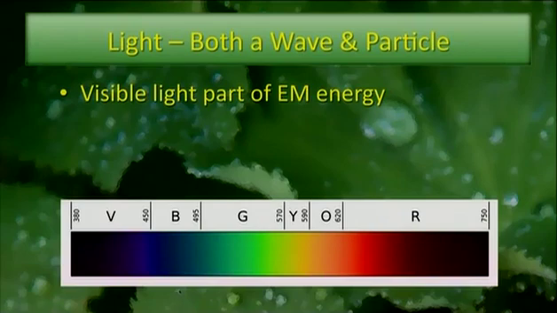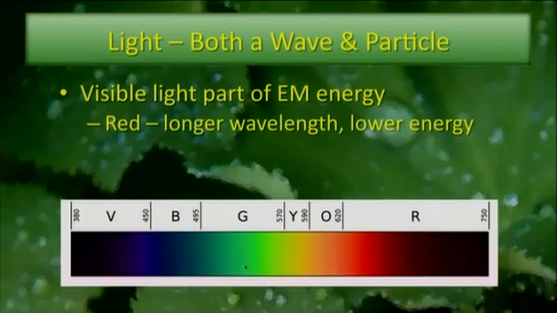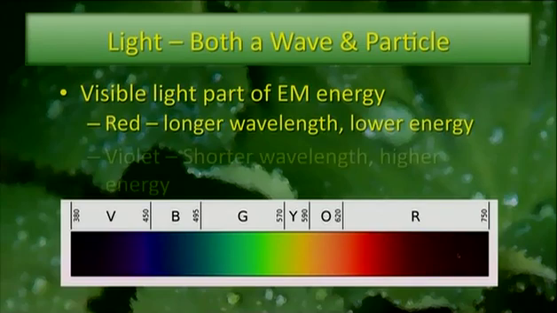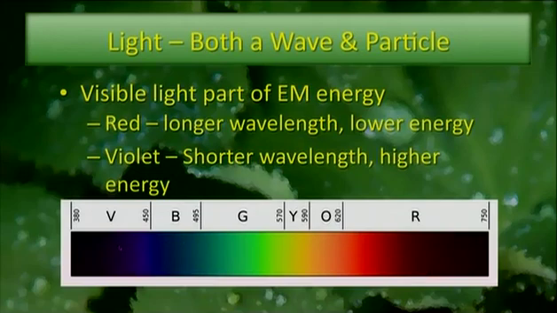Now, the visible light of the electromagnetic energy is like the white light of the sunlight, and if you diffract it through a prism, you'll come up with these colors of the rainbow. Red is a longer wavelength and it also has lower energy. The wavelength and energy are inversely proportional to each other. So red has a longer wavelength and lower energy, and violet has a shorter wavelength and higher energy. Yellows and greens are between red and violet, so this is part of the visible spectrum.